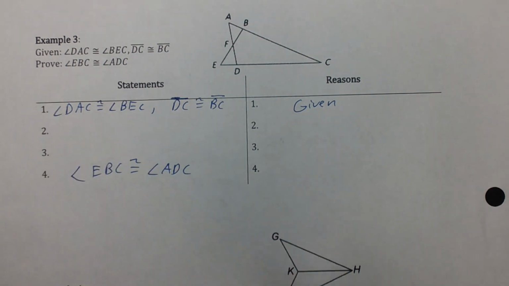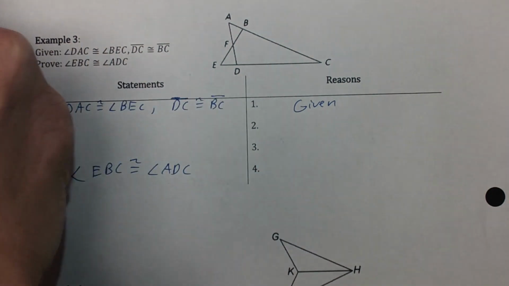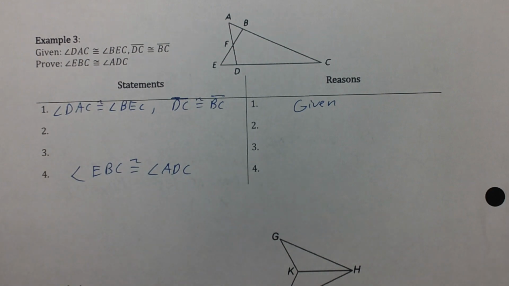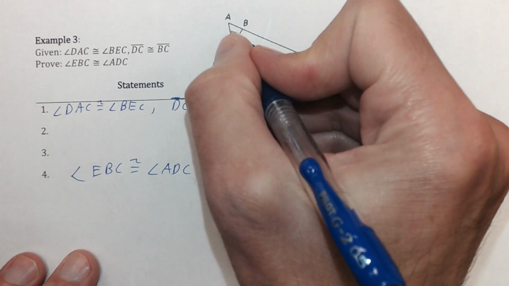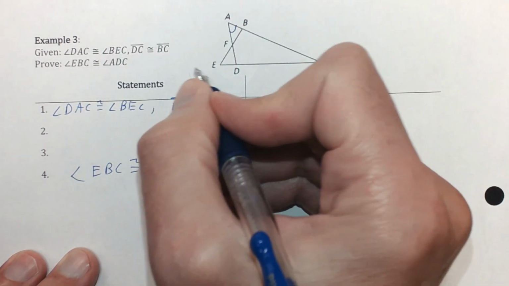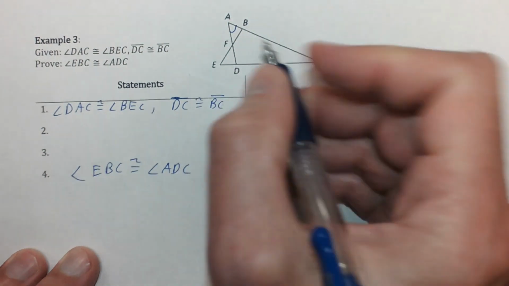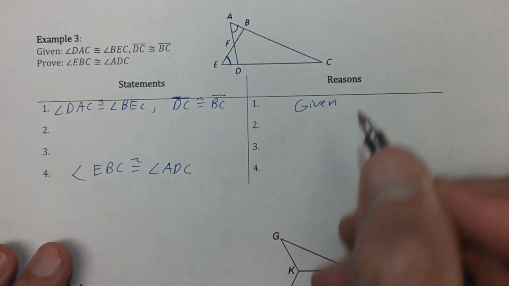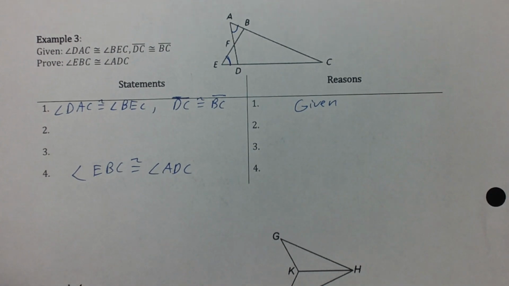Okay, let me try to mark up what I was given. And I'm going to do this the best I can without trying to make it even harder to read. I was given the information that angle DAC is congruent to angle BEC. BEC, that's over here. Okay, so far so good. That was not too bad.